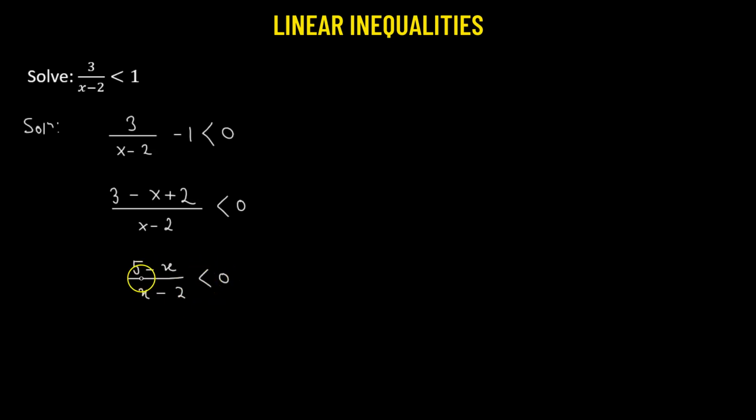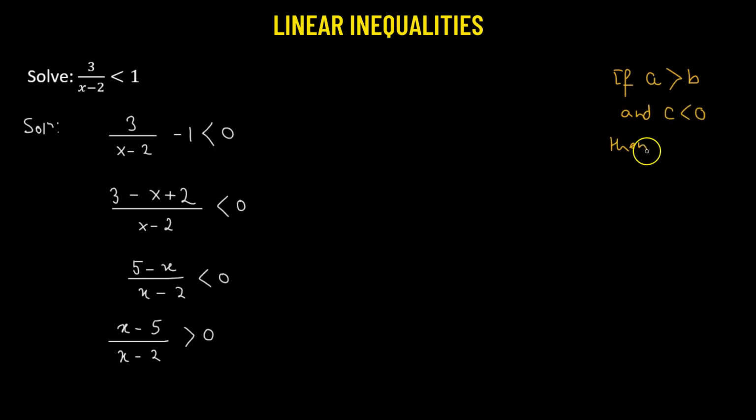Now if we multiply both sides by negative 1, we will have x minus 5 in the numerator divided by x minus 2. But since we're multiplying with a negative number, the sign of the inequality is going to change. This is the fact we have used here. That means if a is greater than b and we have a number c which is negative, less than 0, then if we multiply a with c and b with c, then ac will become less than b times c. This is what we have applied here.